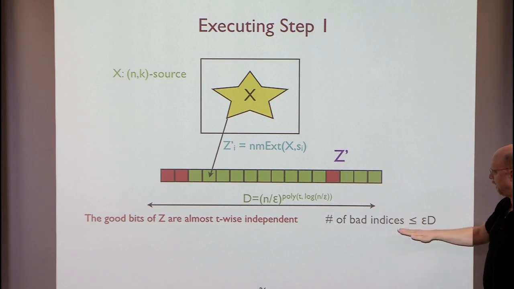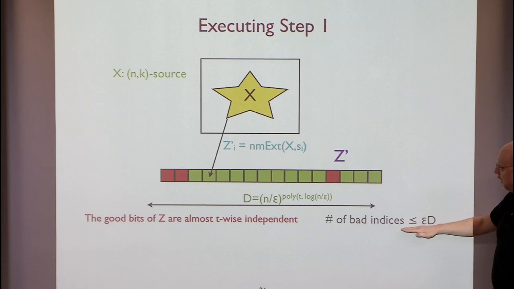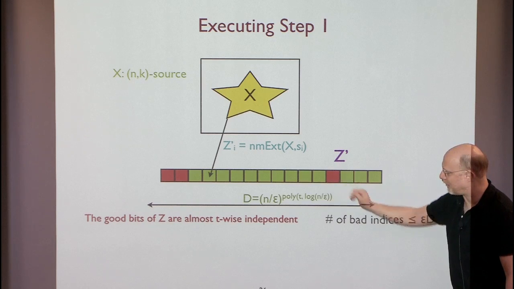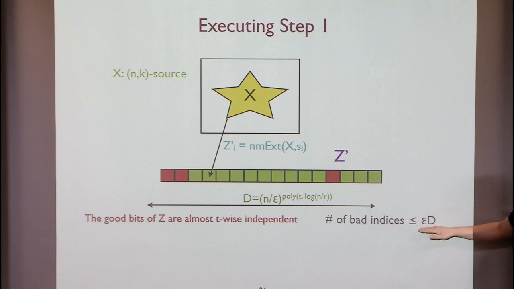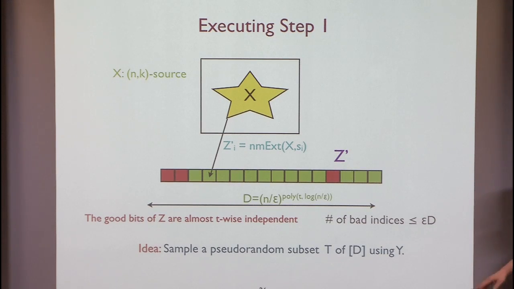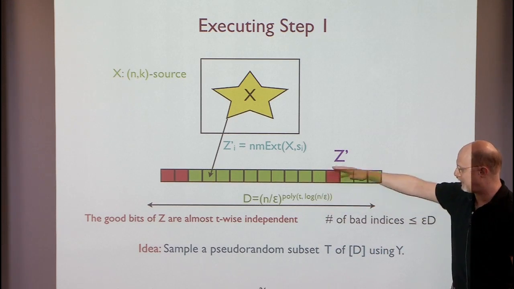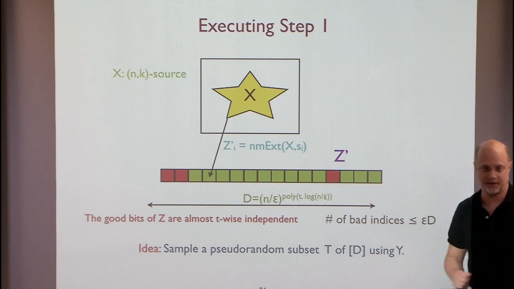Right, so if you look at this non-malleable extractor, the number of bad indices is some epsilon times d. Actually, it won't be; this is going to be too many bits for us. It's going to be bigger than d to the 0.99 or anything. But what we do now is we're going to sample some pseudo-random subset of these indices using the other source.